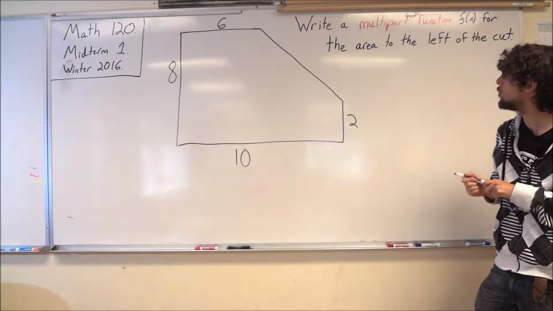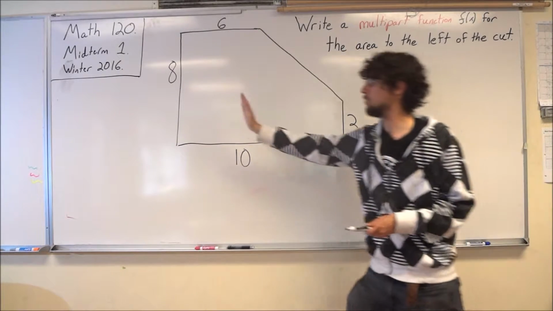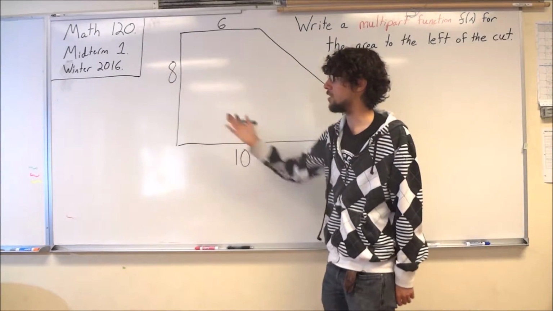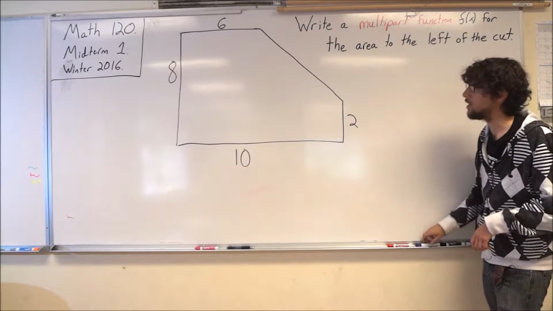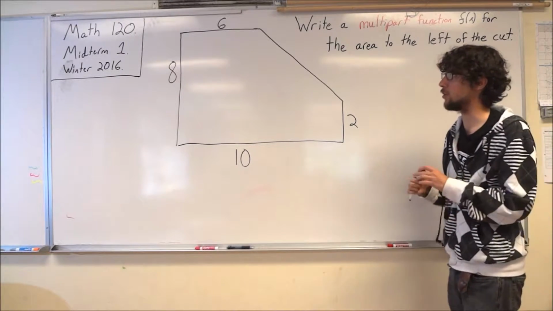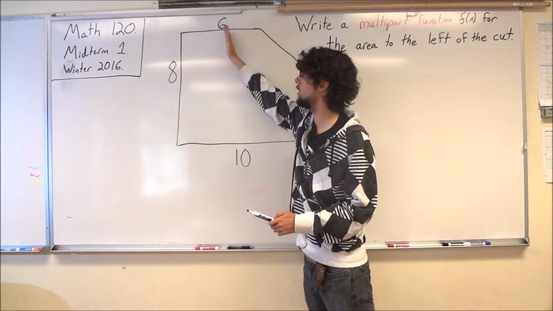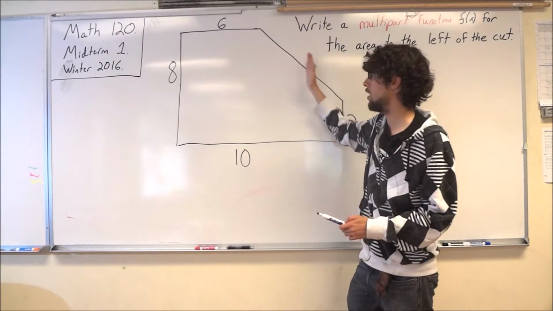So what this means is we want to write a function that, given any x, any spot to cut, we want to specify the area to the left. You should notice that there's one key spot where things get a little bit weird. We'll have one type of behavior if we end up cutting somewhere over here, and we'll have another type of behavior if we end up cutting somewhere over here.